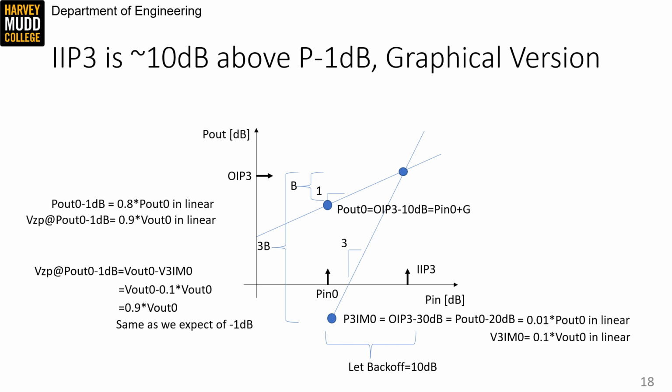Finally, we bring these two calculations together to show the third order intermodulation, which is 0.1 V out 0, reduces the voltage output of the amplifier to 90% of its initial value, to 0.9 V out 0. That matches the voltage we expect from our P minus 1 dB calculation, so backing off by 10 dB from IIP3 puts us at P minus 1 dB.